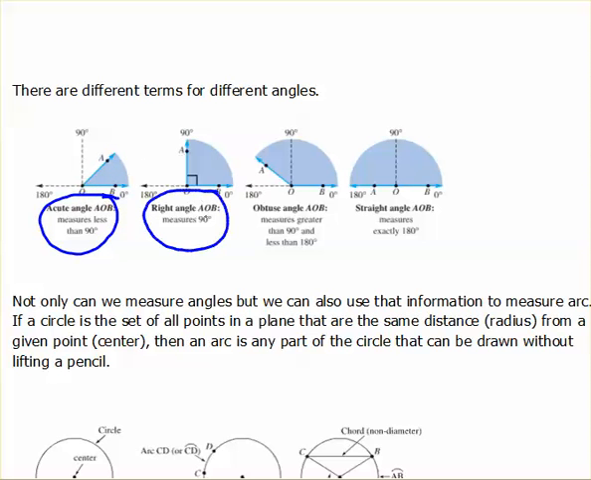A right angle is an angle that actually measures 90 degrees. An obtuse angle is one that measures more than 90 degrees. And a straight angle is one that measures exactly 180 degrees. We also call those straight lines. So the measurement of a straight line is always 180 degrees.